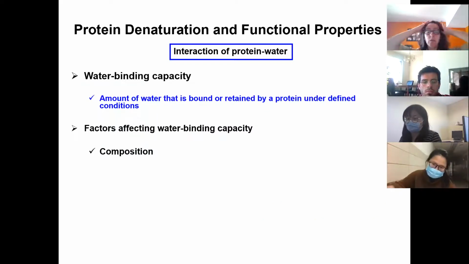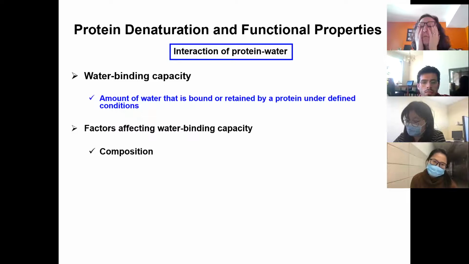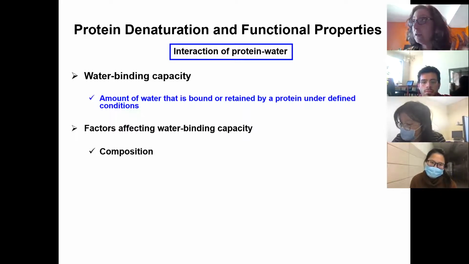So what we hear a lot about are two functionalities. We hear about water binding capacity and we hear about water holding capacity. And we'll talk about water holding in relation to water binding in a minute. But they're two different things and they should not be used interchangeably. There is a lot of literature out there that uses these terms interchangeably, and this is wrong.